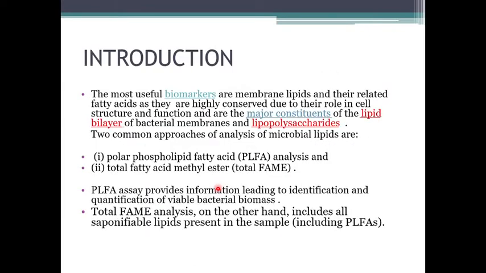Let me introduce it. As we all know, lipids are the major constituents in a cell, as they are present in the lipid bilayer and also in lipopolysaccharides. This makes them one of the most useful biomarkers for identification. So there are two common approaches of analysis of microbial lipids. One is polar phospholipid fatty acid analysis and the second is total fatty acid methyl ester, which is called the FAME. We are going to discuss the second one in detail as it also includes PLFAs.